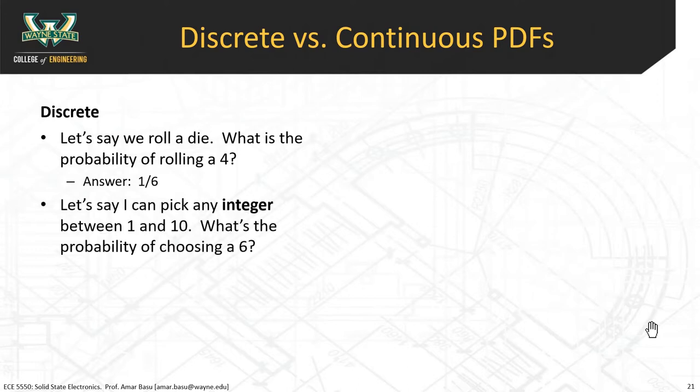All right, let's say I pick any integer between 1 and 10. What's the probability of choosing a 6? 1 over 10. Close. This is a bit of a trick question. Well, we're picking any integer, right? How many possibilities are there? Oh, wait. No. It was not a trick question. I'm sorry, I'm making it more complicated than this. There's 10 possibilities, and 6 is one of the 10 choices. It's 1/10 is the probability here.